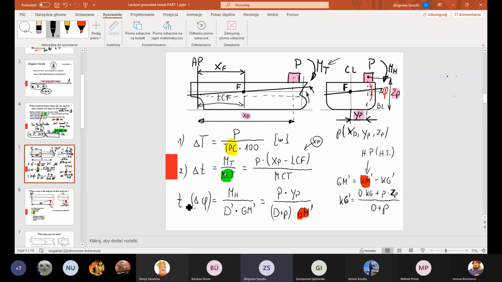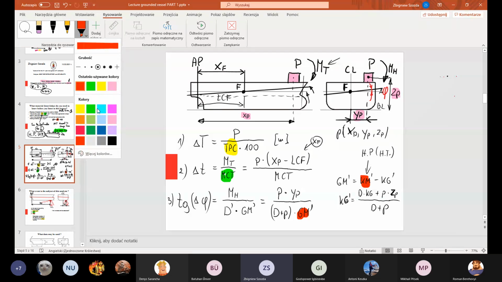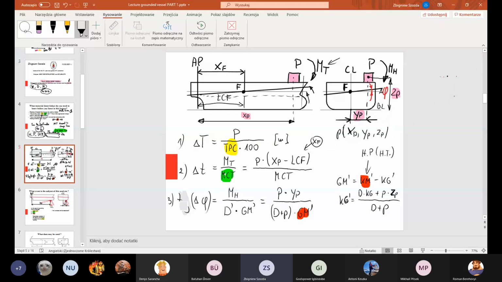So where is the mistake? The mistake is here. It is not change of the angle of heel. This is tangent of the change of the angle of heel. So sorry for this, and I have to stress it in a way. Let's say I will shadow this formula using gray color. I was thinking about tangent of the angle of heel, but actually I put down on the slide change of the angle of heel. It is not true. It is tangent of this angle.